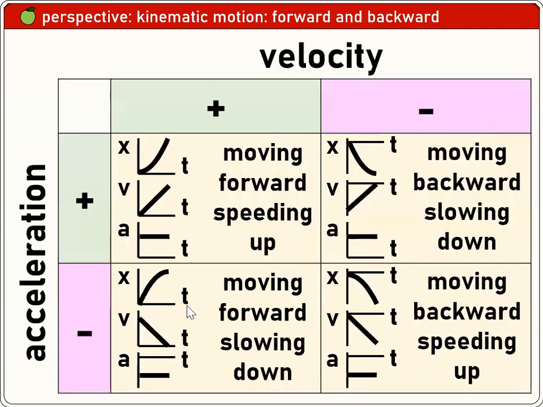Velocity and acceleration on a table. If they're both positive, that means moving forward, speeding up. If they're both negative, that means moving backward, also speeding up. If the signs are mismatched, like a plus and minus or minus and plus, then you have a slowing down situation. You're slowing down backward, you're slowing down forward.